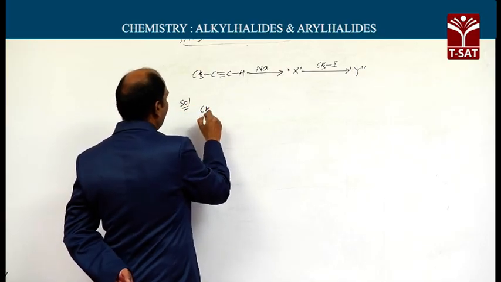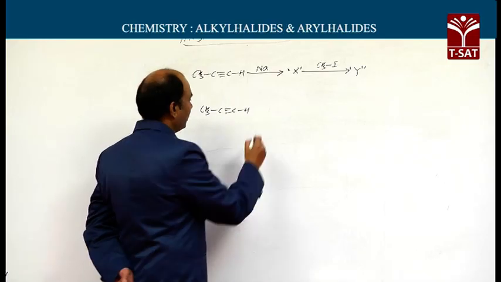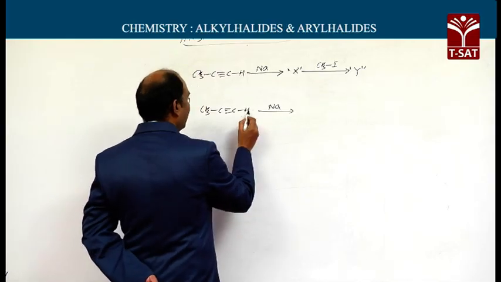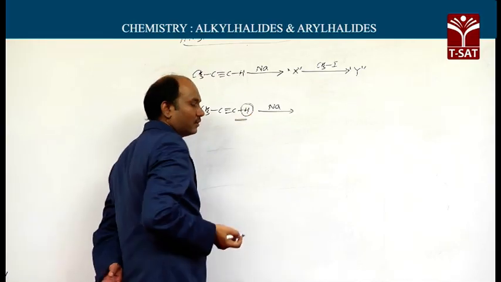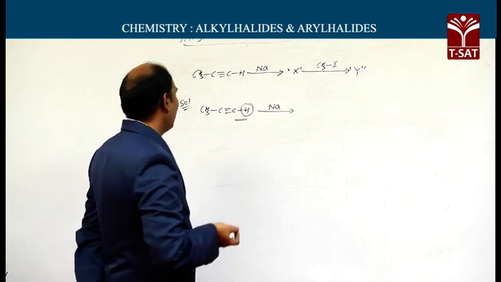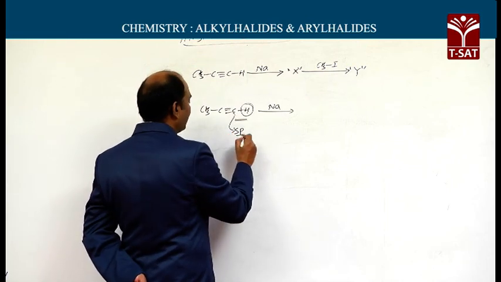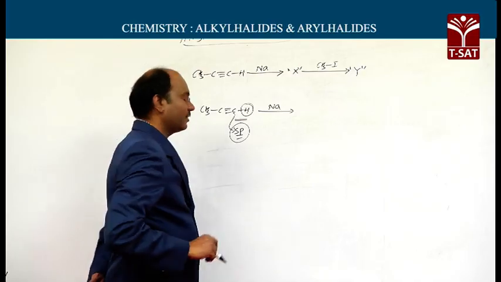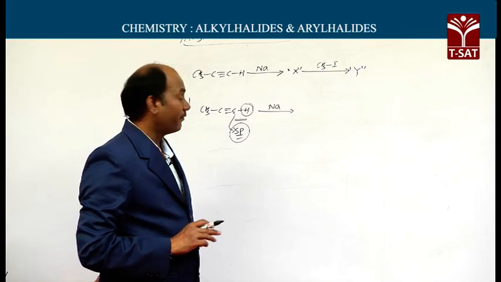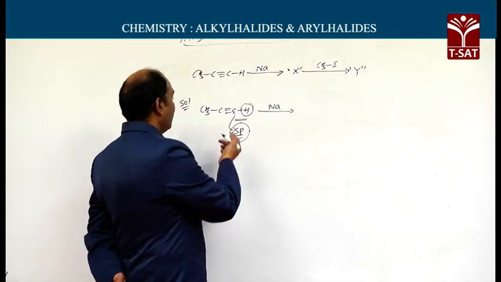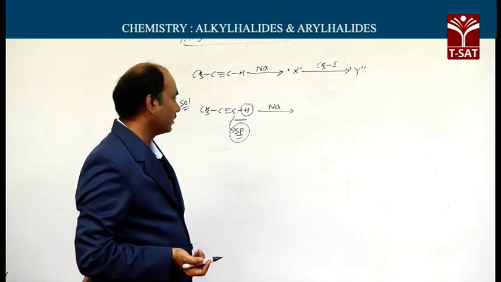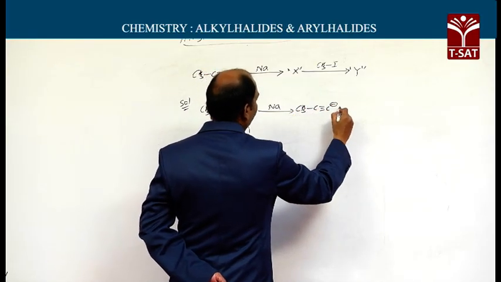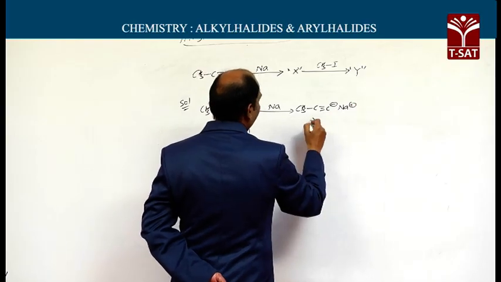What happens? CH3 C triple bond CH. Here sodium is an active metal. This active metal replaces this hydrogen. This is an acidic hydrogen. Sir, how are you saying it is an acidic hydrogen? Because this hydrogen is attached to an sp hybridized carbon atom, which has more electronegativity. As the percentage of s character increases, electronegativity increases. If electronegativity increases, the carbon and hydrogen polarity increases, therefore sodium replaces hydrogen. What we get is CH3 C triple bond C minus Na plus. So this is compound X.